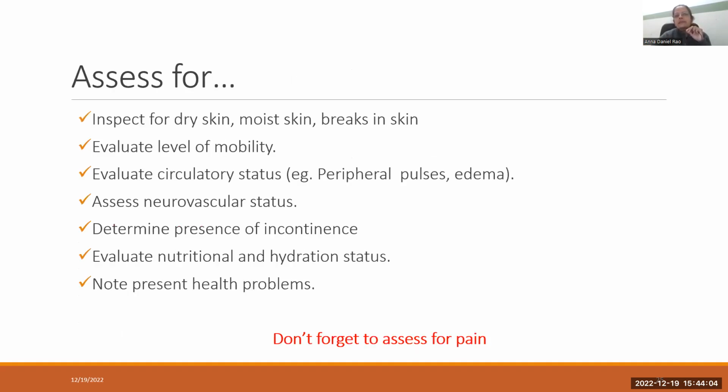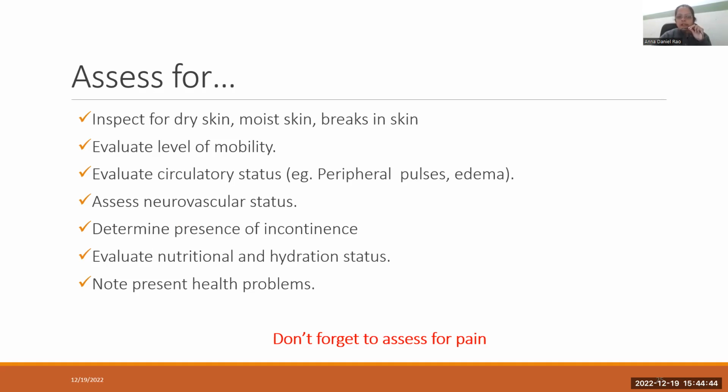Any dry skin is there, too much moisture is there, why it has occurred, any breakage in the skin has taken place, how mobile the patient is, what is the circulatory status, what are his peripheral pulses. That is very, very important. Always check peripheral pulses, posterior tibial, and check whether they are good or not, or whether there is any hampering. Edema, if the patient has developed or not, right? Neurovascular status is of course very, very important.